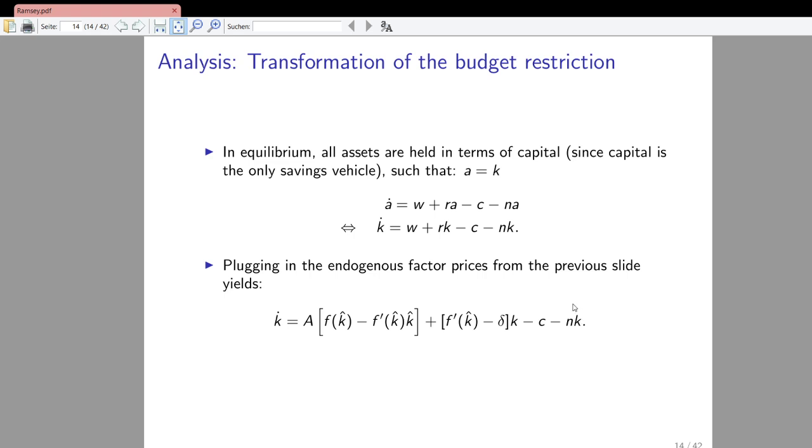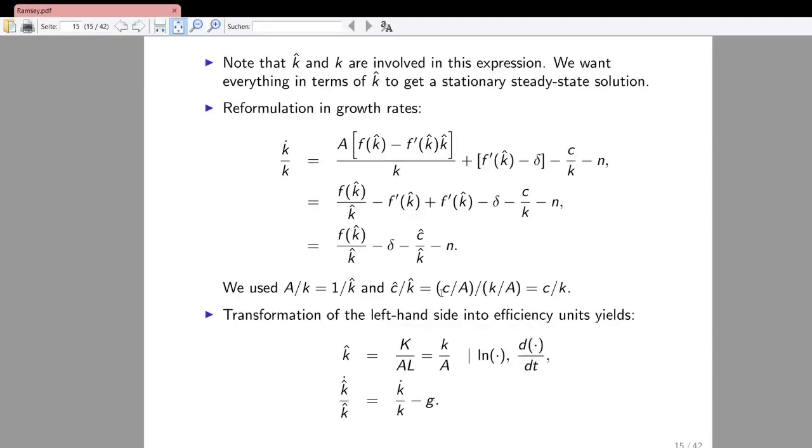Now what we see here is that in this equation we have two types of variables. So we have variables defined in terms of efficiency units of labor, and we have variables that are still defined in per capita terms. So in the end we want to transform this equation such that it is solely determined by variables defined in terms of efficiency units of labor. Now how do we do that?